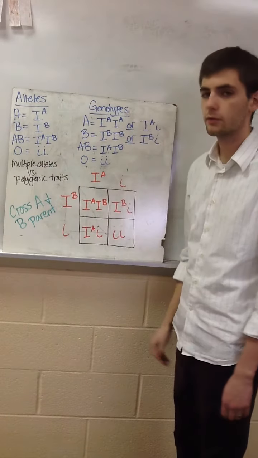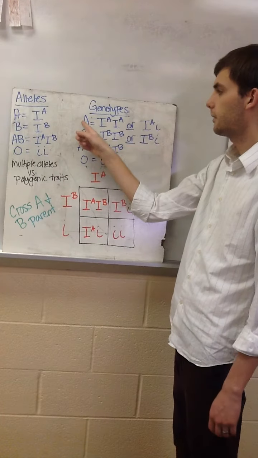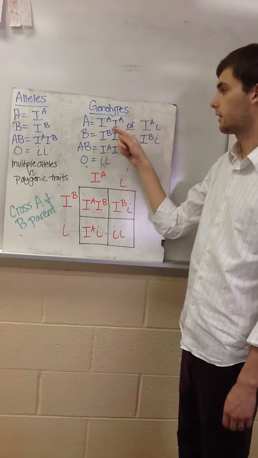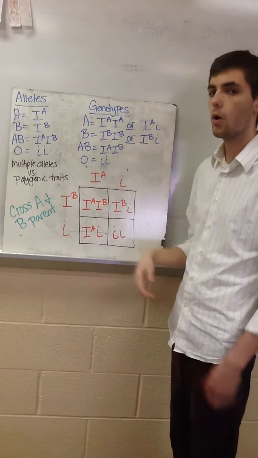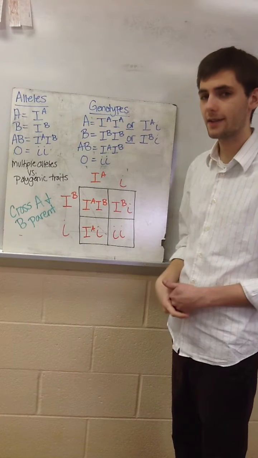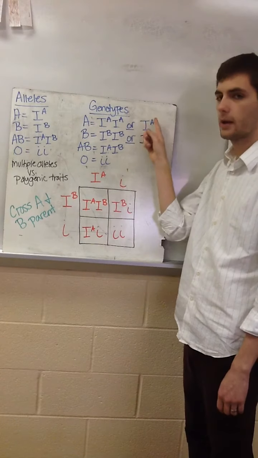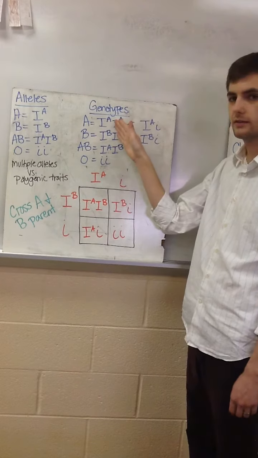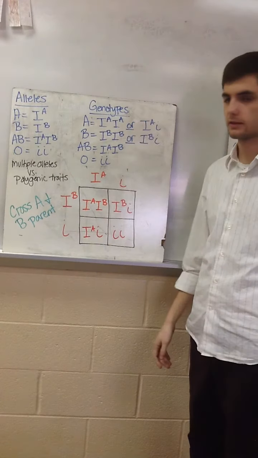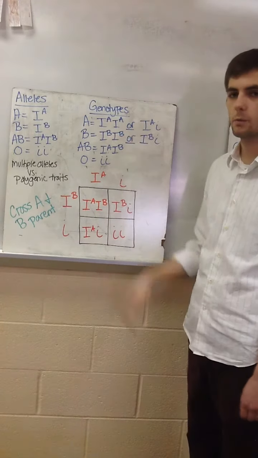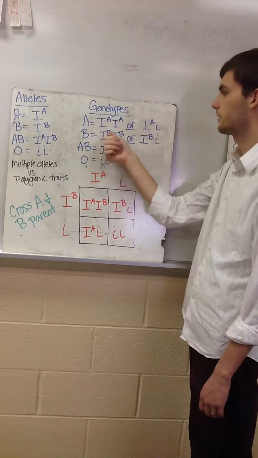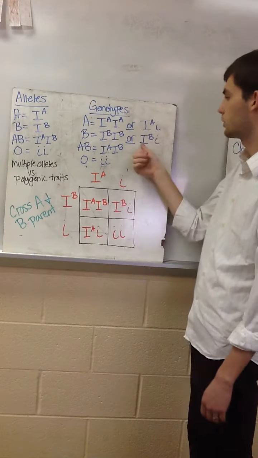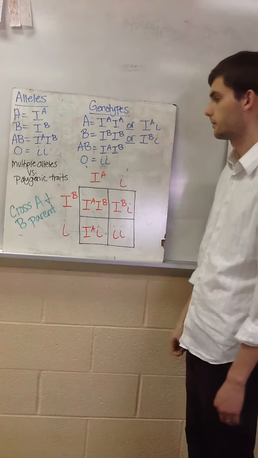So our genotypes for the different blood types: blood type A would be genotype capital I with a capital A and an I with a capital A, or because A is dominant, you could put an I with a capital A next to a lowercase i. So this would be homozygous, and this would be heterozygous. B is the same way, except instead of an A, you would put a B. B is also dominant, so we could put it next to the recessive allele.